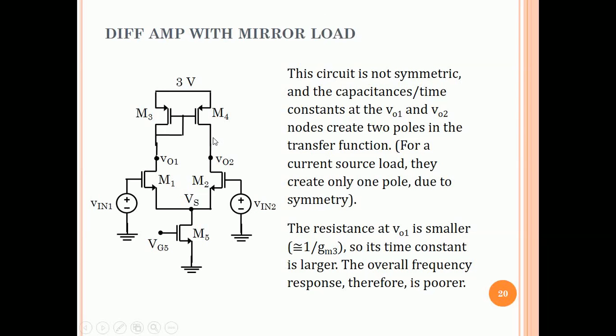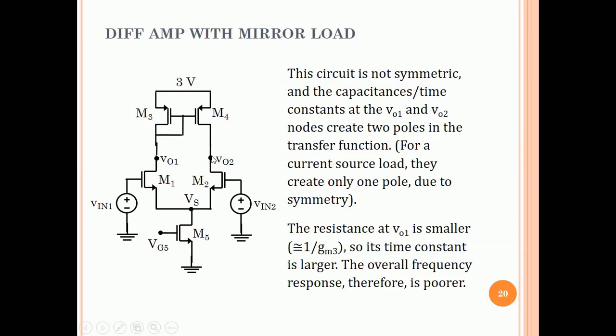overall transfer function. The time constant at this VO2 is the same as the time constant for the current source load, and nothing changes. The time constant at VO1 will be the capacitance, which will be the same at VO2, times the resistance at VO1. The resistance at VO1 is approximately 1 by gm3. It is actually RO1 parallel RO3 parallel 1 by gm3, which is approximately 1 by gm3, which of course is much smaller than RO4 parallel RO2. Therefore, this time constant is smaller than this time constant.